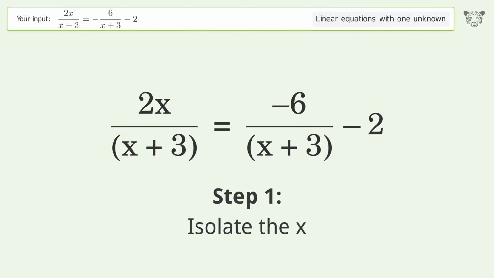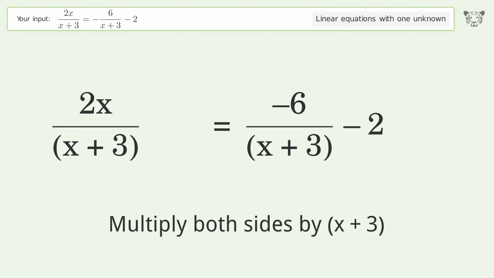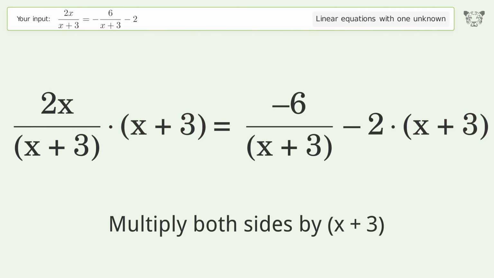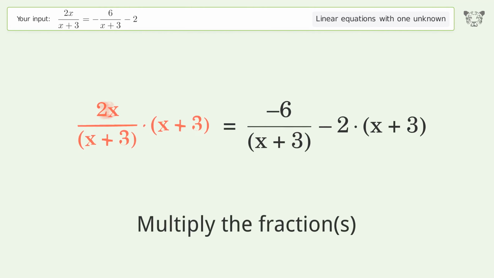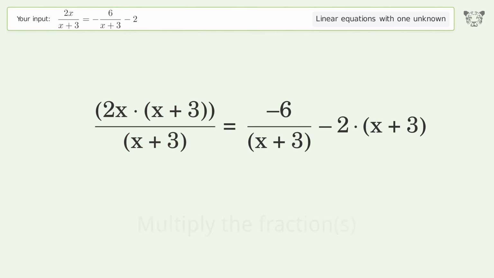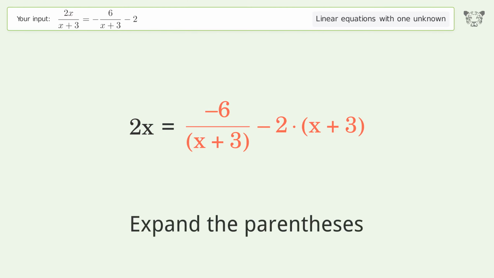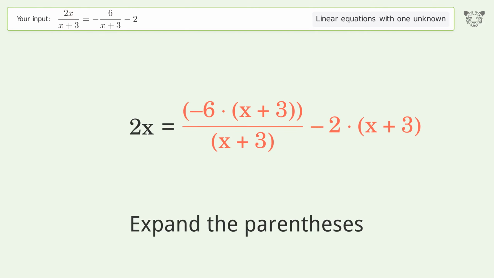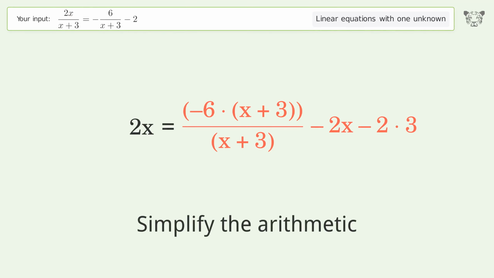Isolate the x. Multiply both sides by x plus 3. Multiply the fractions. Simplify the arithmetic. Expand the parentheses.